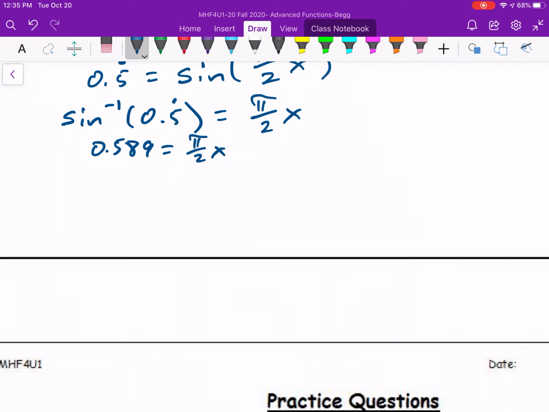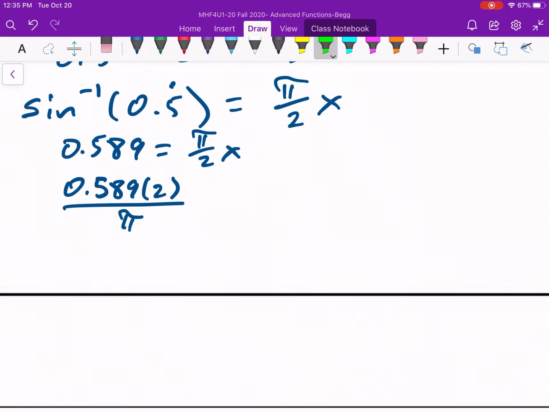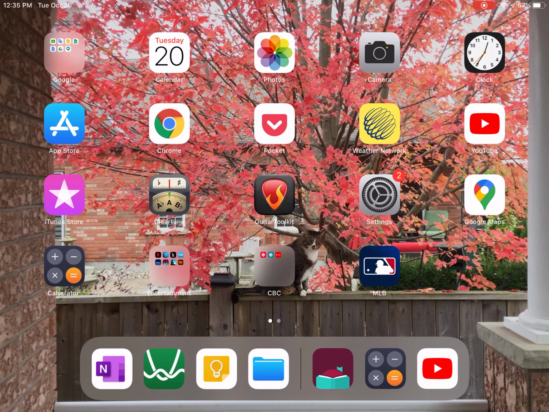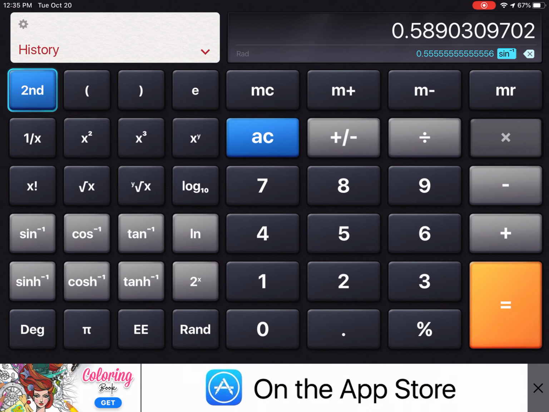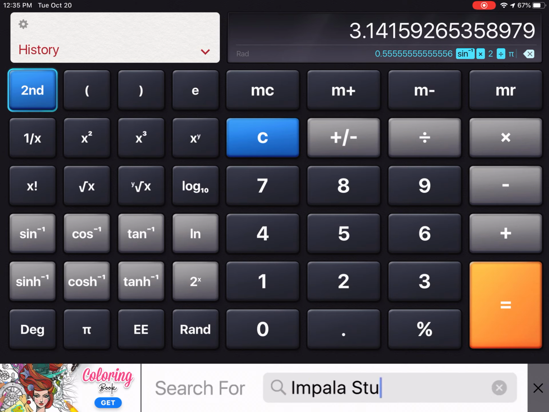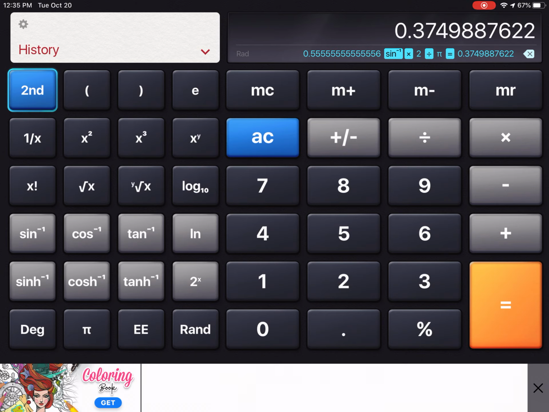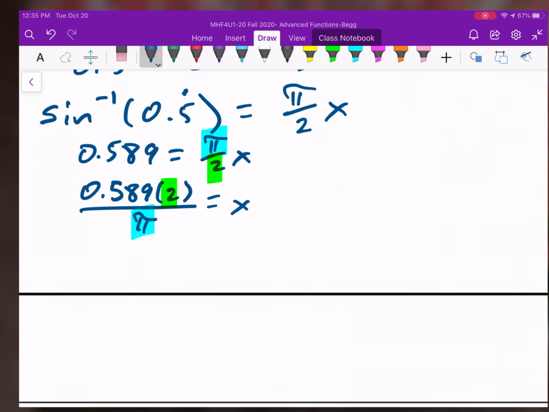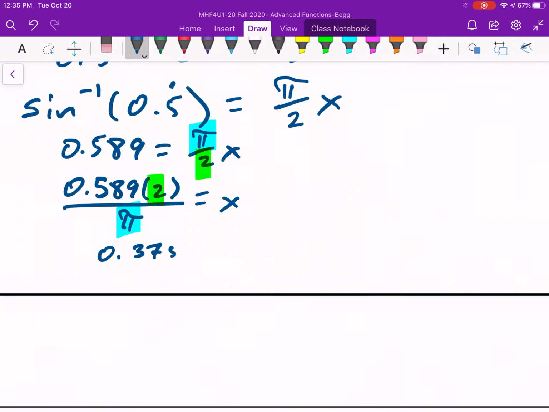And then I can divide both sides by pi over 2, which is the same as multiplying by 2 and dividing by pi. Again, where did that come from? The 2 came from here. I multiplied both sides by 2, divide both sides by pi, right? And then I have x by itself. Times 2 divided by pi, 0.375. Okay, that's what I got for x.